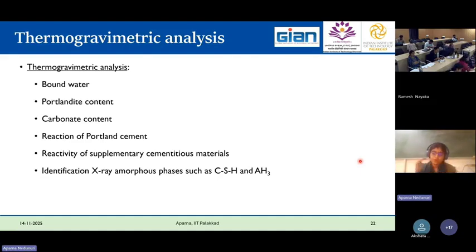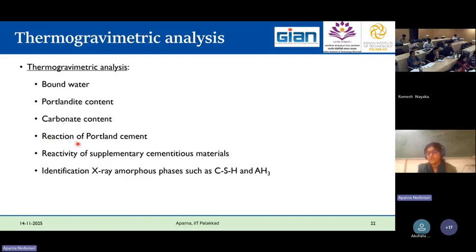If we know the total weight loss, and we know the weight loss because of loss of CO2, the remaining weight loss is due to loss of water, and that water is coming from the hydrates. If there are no hydrates present, there will be unhydrated product. The unhydrated product will not dehydrate or decompose in the temperature regions that we have seen. Similarly, the weight loss corresponding to 400 to 500 degrees centigrade can be considered to understand the amount of Portlandite present. Same is the case for carbonate.